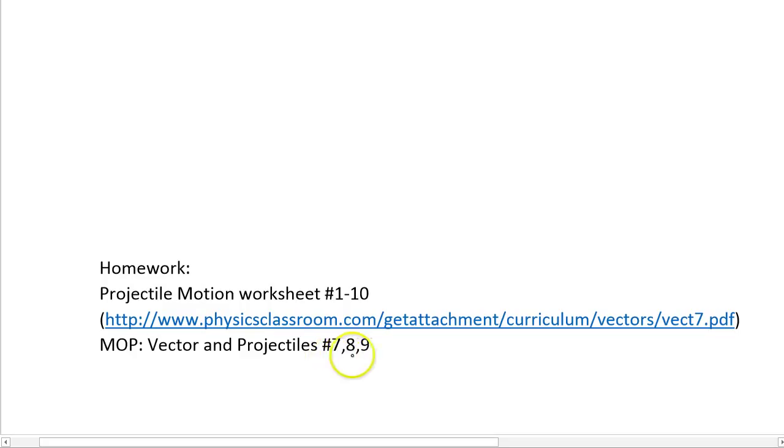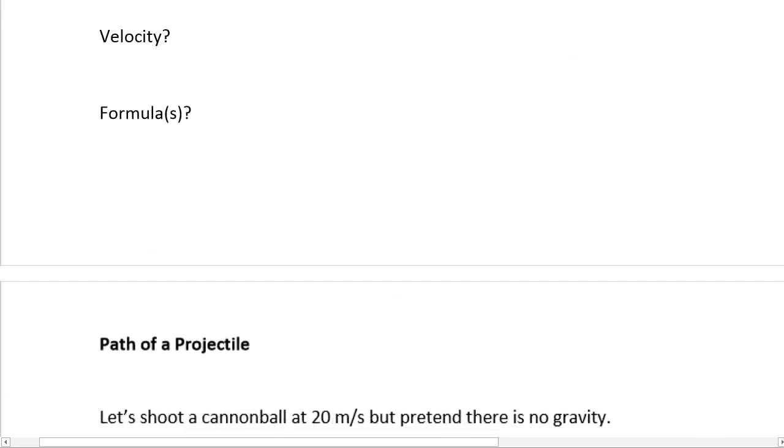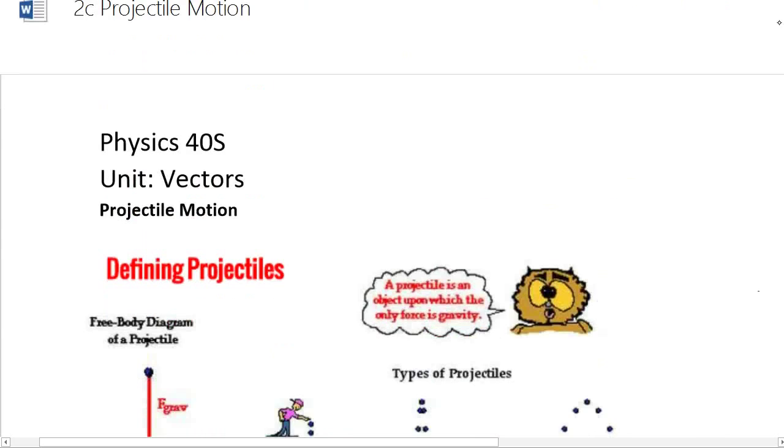And there are 3 MOPs to be working on. While you're working on the worksheets and this video lesson, make sure that you do those 3 MOPs, the 7, 8, and 9. I think you'll find them really helpful and they'll help your conceptual understanding of what's going on. Okay, so there we go.